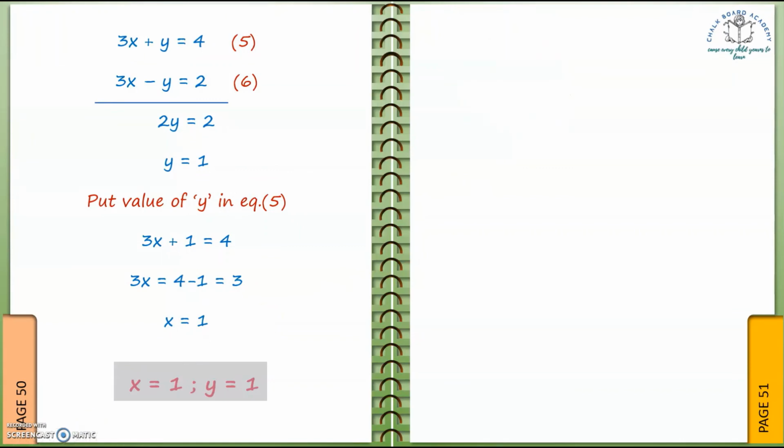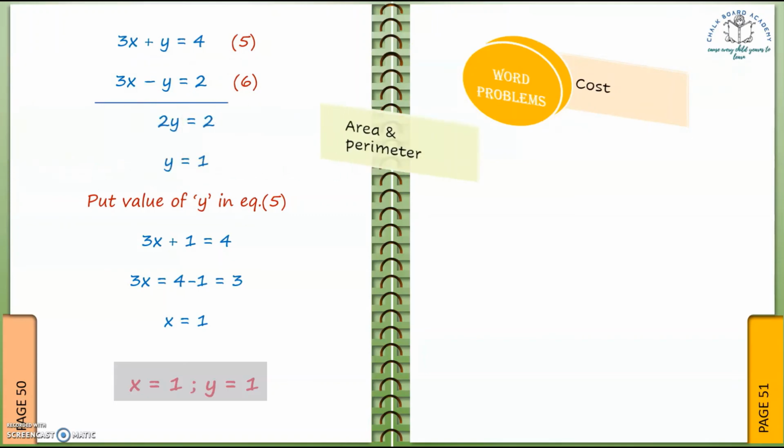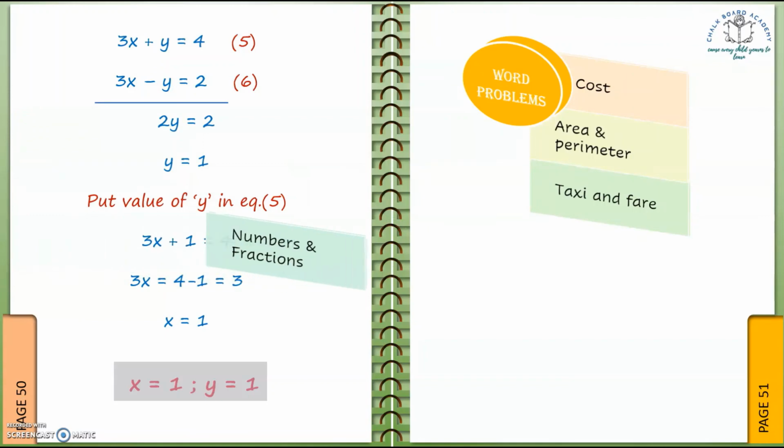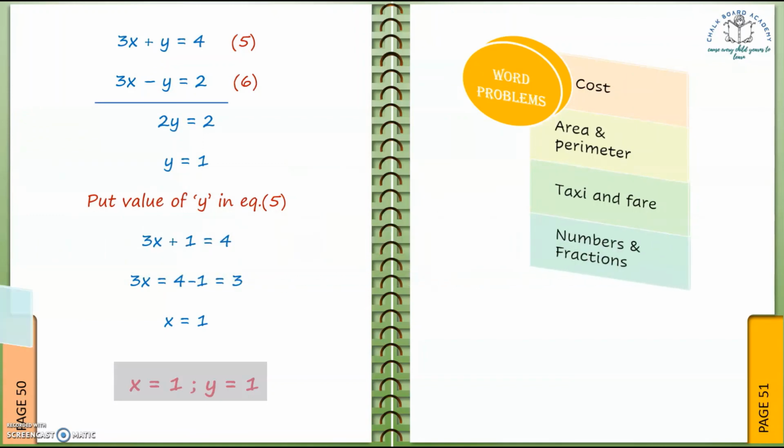So this was all about the second installment of this lecture. In the last installment, we will be discussing word problems related to the following topics: cost, then area and perimeter, and then taxi and fare. Then we have numbers and fractions, then ages, and the last one, speed, distance and time. Based on these topics, we will do some questions to understand them clearly.